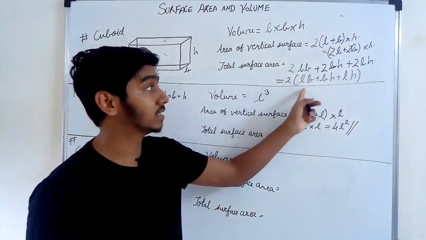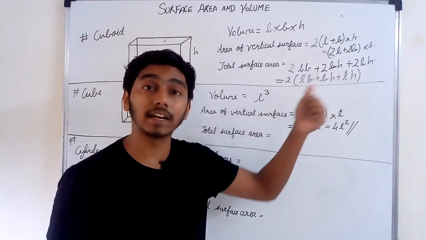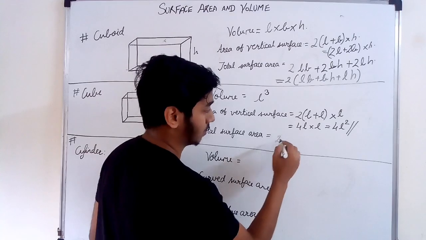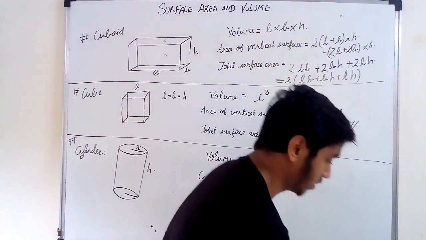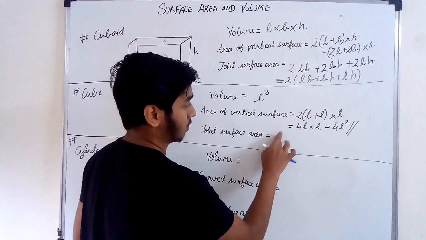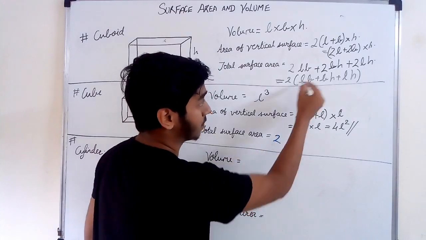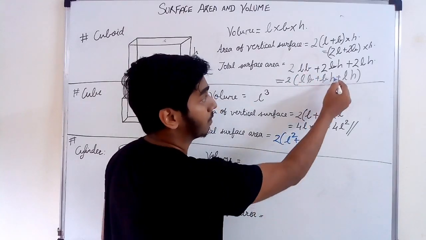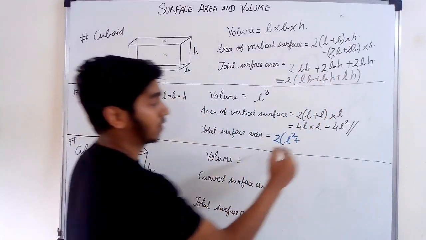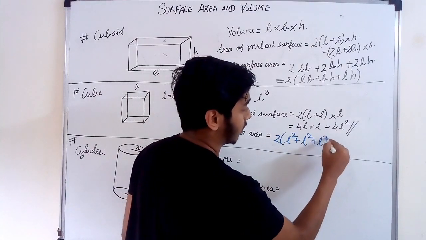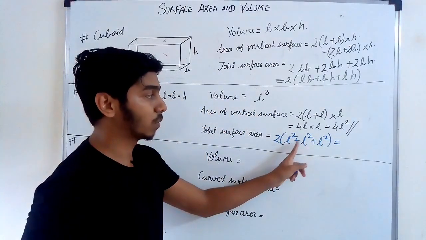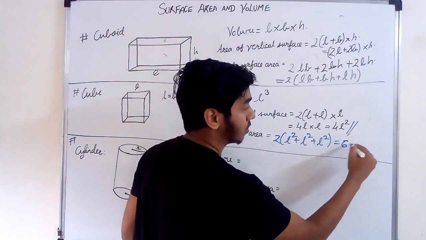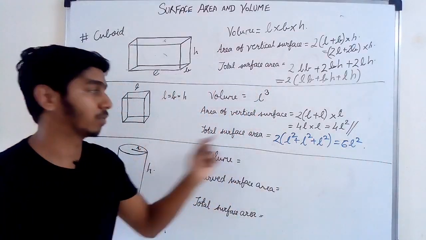Now to find the total surface area of a cube, just put length, breadth and height all equal to L. So we'll get 2 times length into length, so length square, plus length, breadth and height again LL, so L square plus L square. So this will become L square plus L square plus L square, which is 3L square. So 3 into 2, so 6L square.